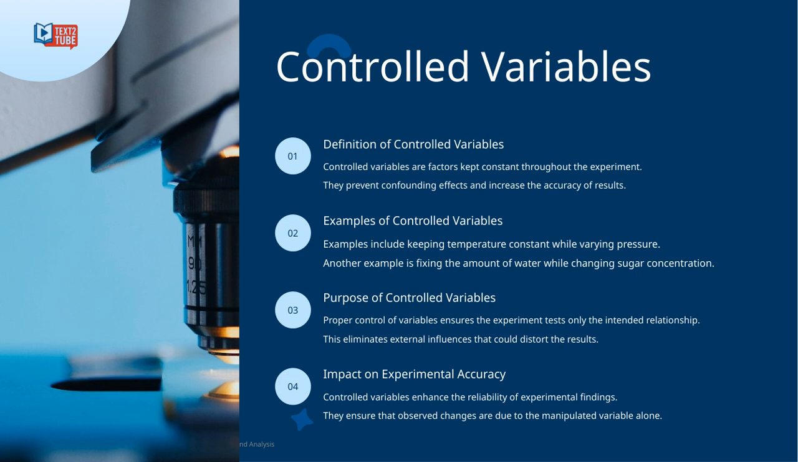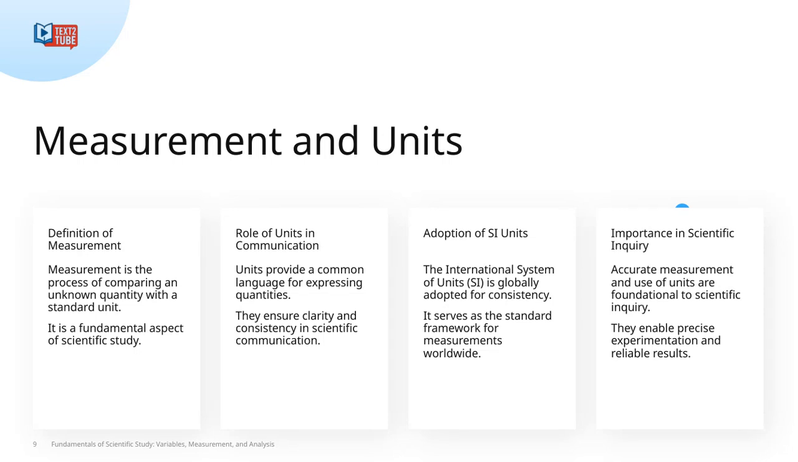Now let's talk about measurement and units, which are fundamental to scientific study. The International System of Units, or SI, is used worldwide to ensure consistency across different fields and countries. This standardized system acts as the global framework for all measurements we make in science. When we adopt SI units, it allows us to communicate our findings clearly and reliably, no matter where we are.